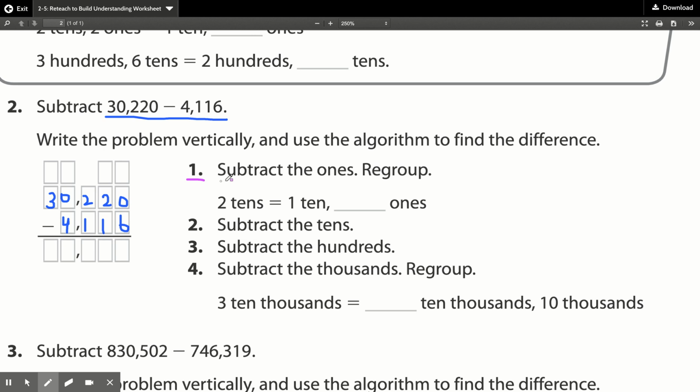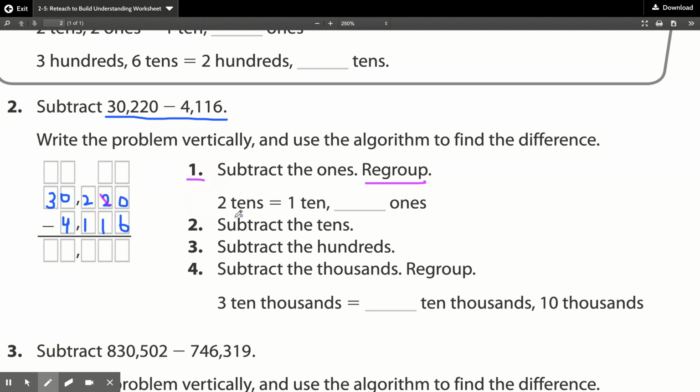So our step one is to subtract the ones, and we're going to have to regroup. And the reason we have to regroup is because if we do 0 minus 6, we can't do that. If we have 0, we can't take away 6. So we have to go next door to our neighbor and we have to regroup. So right now, there are two 10s because this is a 10 spot. So we're going to take the 1 ten from there and make some 1s.